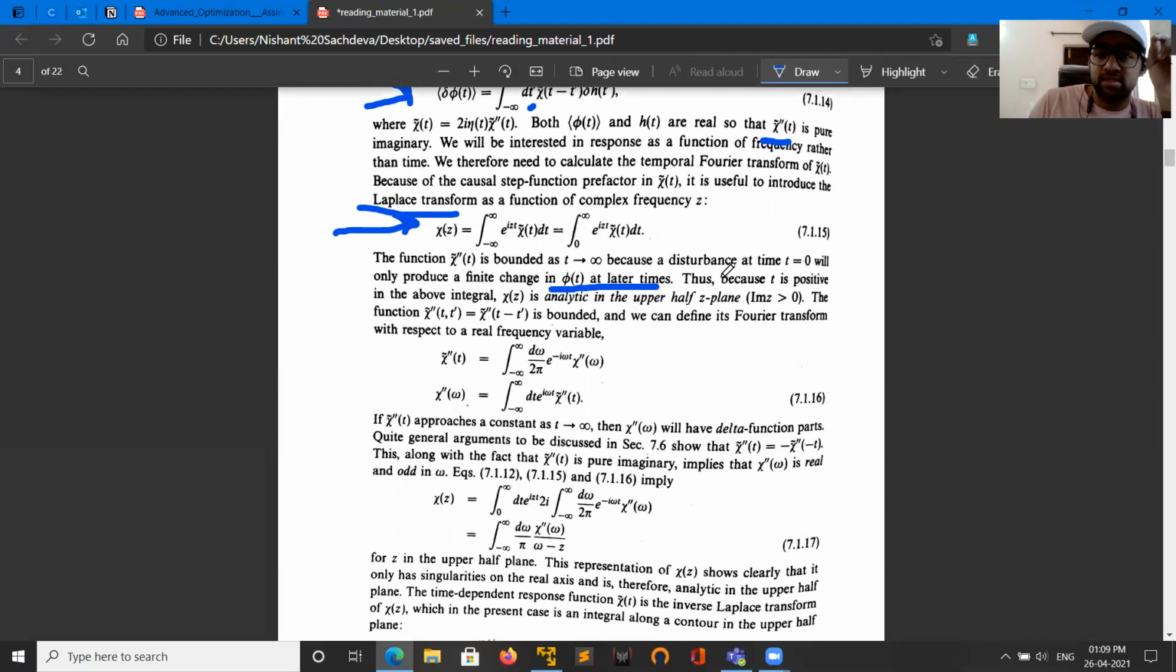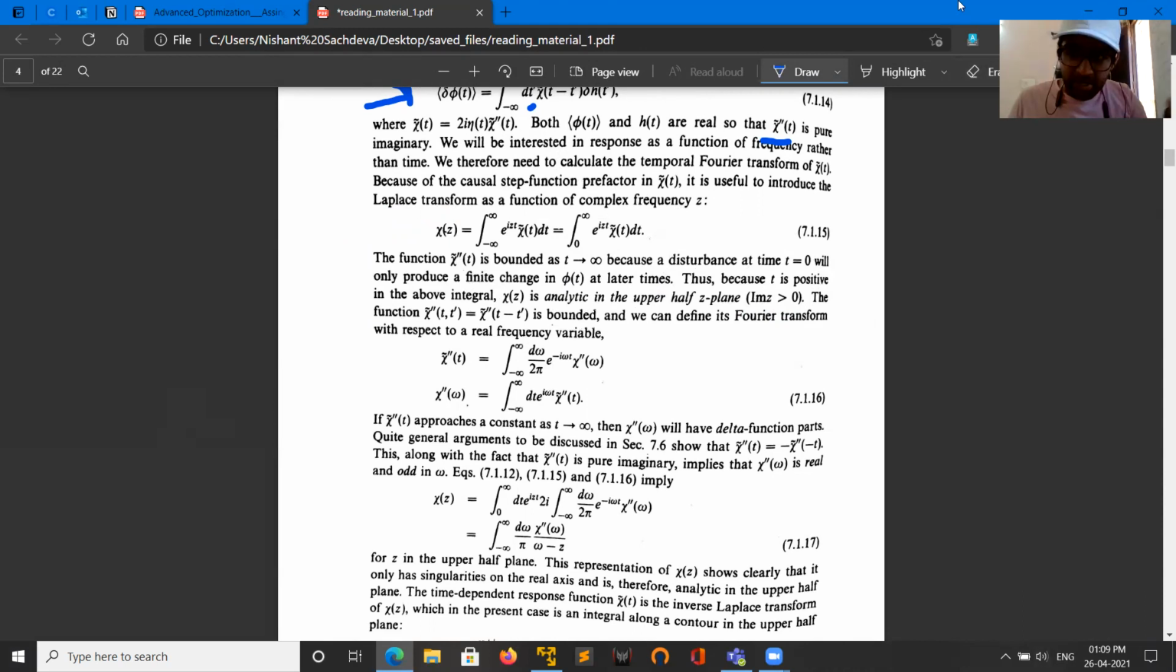This particular line is the reason why x double dash of t does not go to infinity, because the disturbance at time t equals 0 will only produce a finite change in phi of t at other, later times. Thus, because t is positive in the above integral, x of z is analytic in the upper half z plane, where the imaginary part of z is greater than 0. Now be careful with the notations. It's complex variables and it's going to involve geometry, so we have to be a bit more careful here.